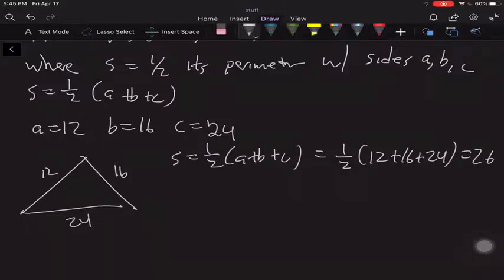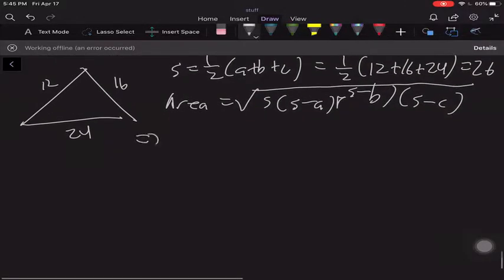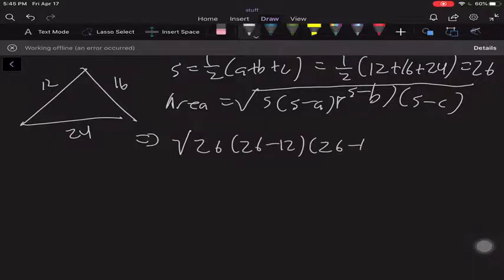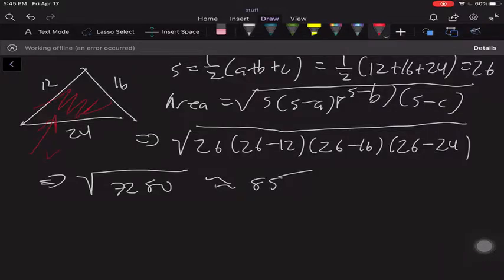And now we can use Heron's formula to find the area. So area, as we noted up top, is going to be the square root of s times s minus a times s minus b times s minus c. And now we're just going to plug in numbers. It's going to give us the square root of 7280, which is going to be approximately 85. So the area of the triangle is going to be approximately 85.